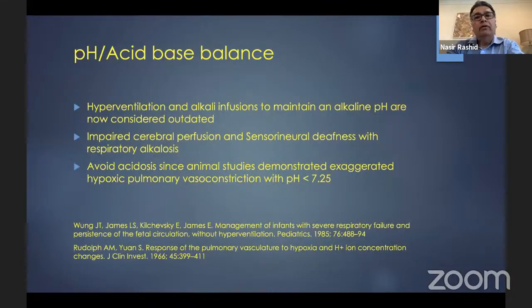So what they do now is that you can avoid the acidosis in these babies by giving volume boluses, and if needed, maybe a small dose of alkali as a bolus, but not as a continuous infusion, and try to maintain the pH between 7.25 to 7.35. Next slide, please.